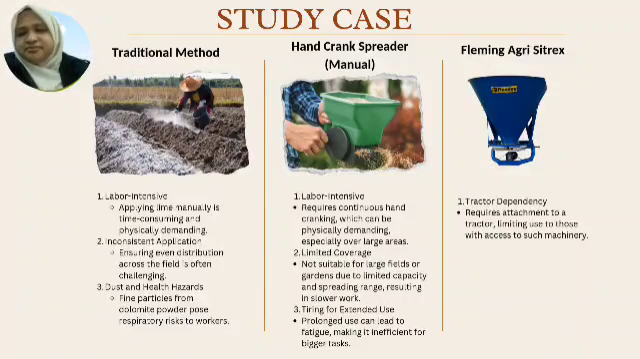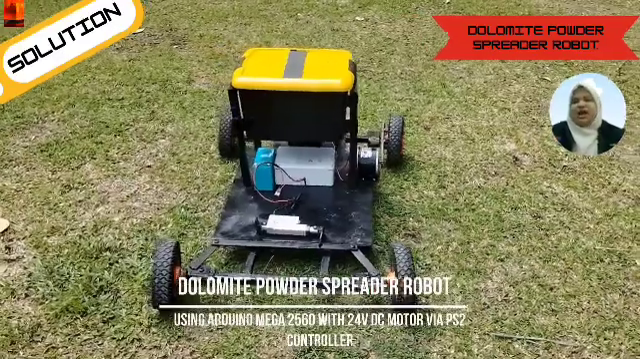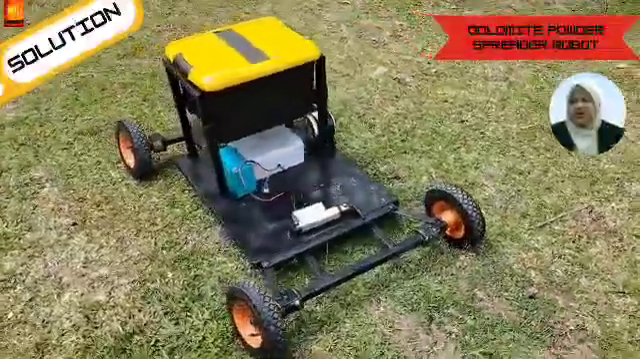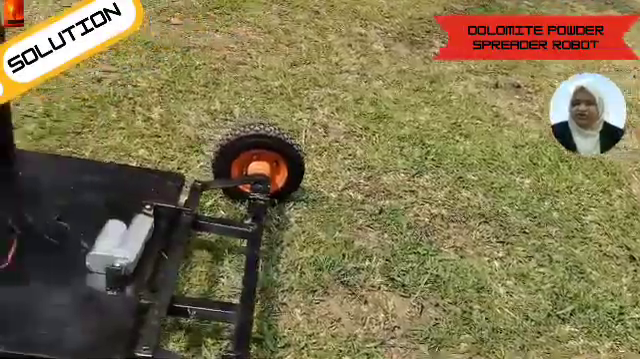To conclude, the dolomite spreader robot addresses key challenges by ensuring even distribution, reducing the labor-intensive nature of the process, and tackling environmental concerns associated with soil pH levels. Our solution to the issue is the dolomite powder spreader robot. We would like to present to you what the robot can do.